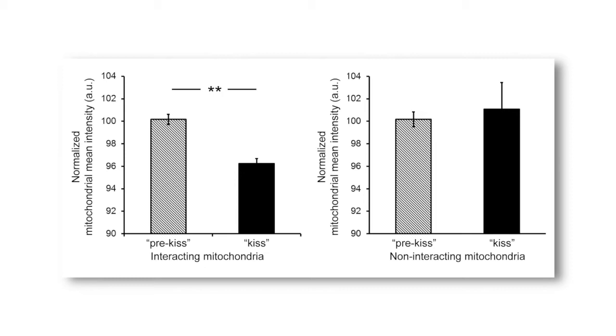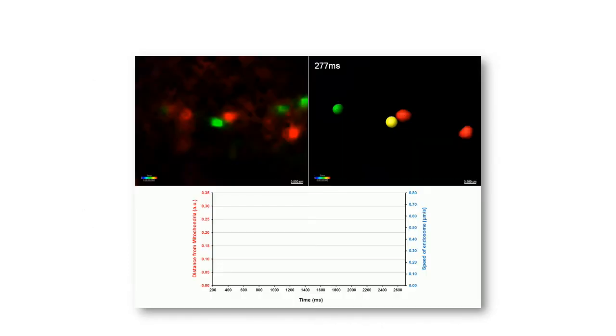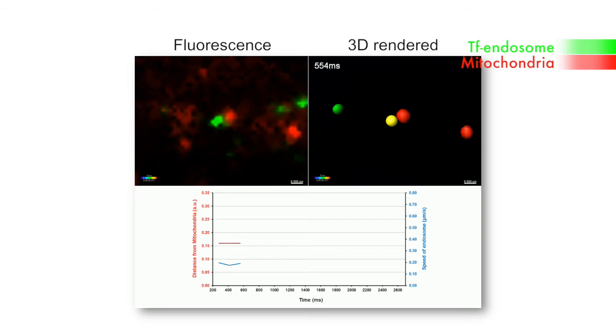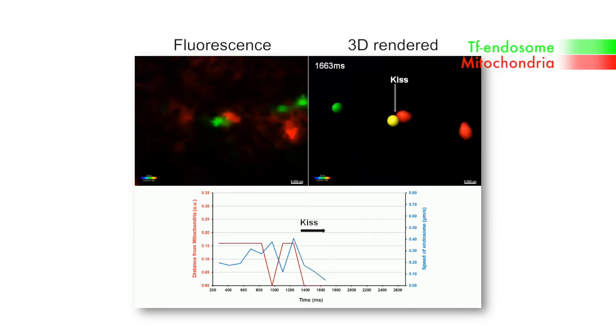Previous studies in erythroid cells have suggested that transferrin-containing endosomes undergo transient kiss-and-run interactions with mitochondria. When Das et al. followed these interactions by live cell imaging, they saw that the motility of endosomes decreased when they interacted with, or kissed, mitochondria, which are larger, more static organelles.